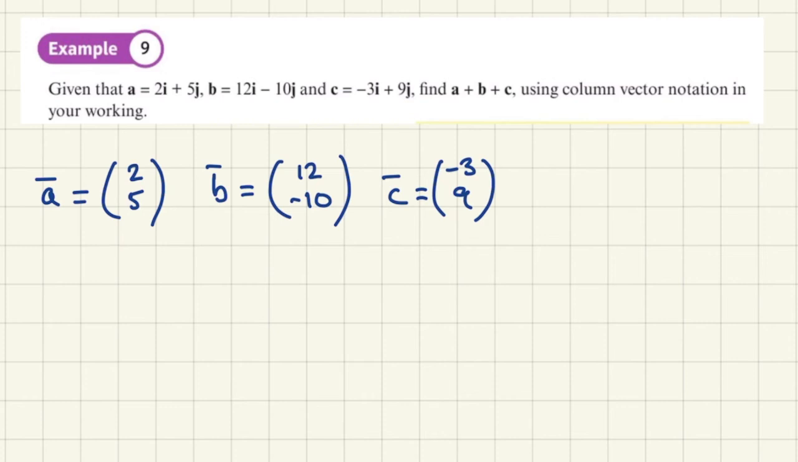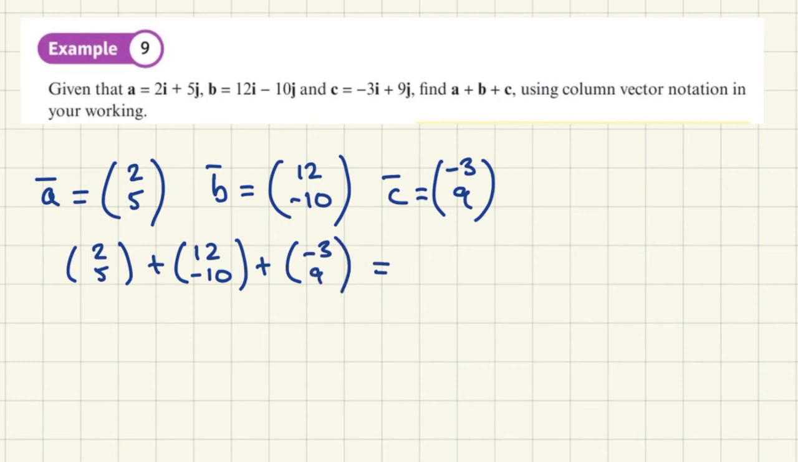Now, all I need to do is add those column vectors. So A plus B plus C would be (2, 5) plus (12, negative 10) plus (minus 3, 9). And I'd get 2 plus 12 minus 3 would be 11. And 5 add negative 10 plus 9 is 4.